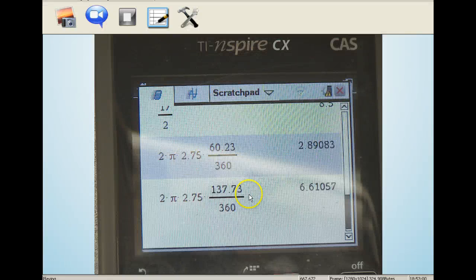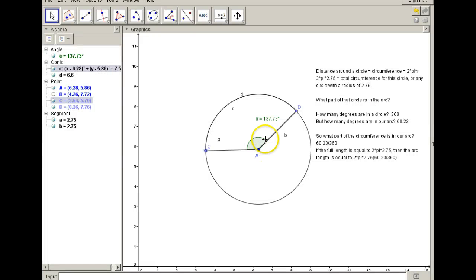We know it's 6.61. Well, it's provided that this is not being rounded. This might be 137.726 or something. That could throw it off just a little bit, okay? But basically, you get the idea. Okay, to measure that arc, we just multiply the full formula for the circumference by the ratio that's represented by the arc. In this case, 137.73.